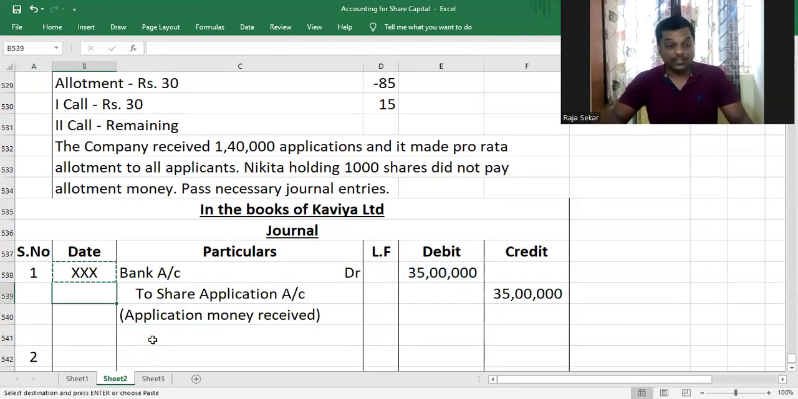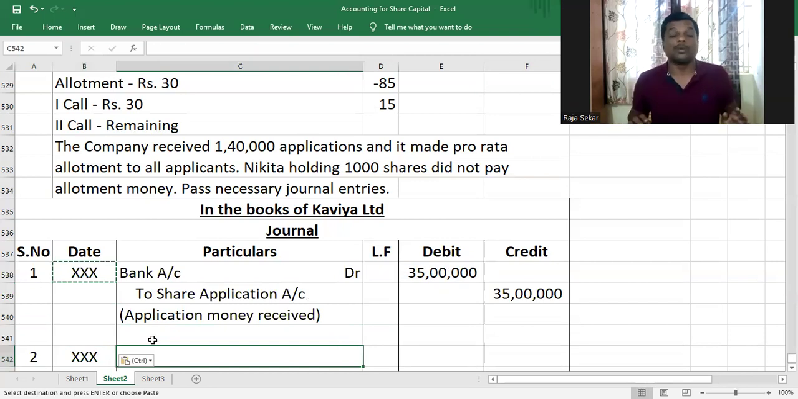And the second journal entry is very important in all pro rata problems, my dear children. It is in this journal entry that we'll transfer the amount transferable to share capital account and transfer the remaining, which is the excess application money, to share allotment account or calls in advance account or refund or whatever. We do that part here.